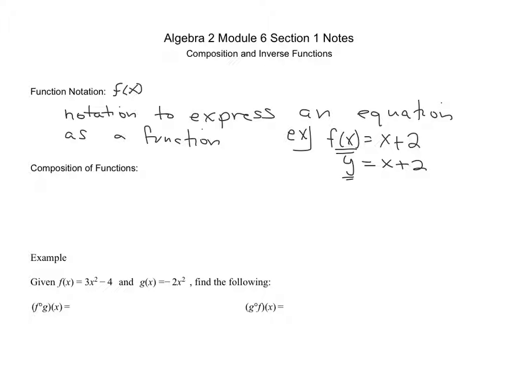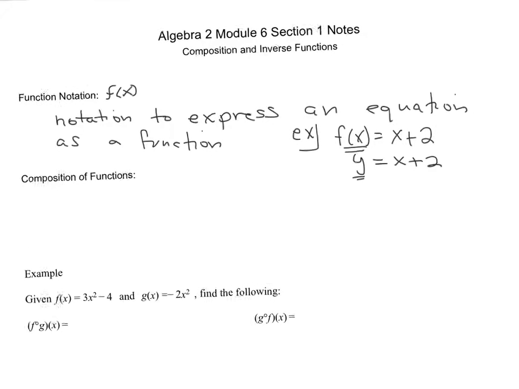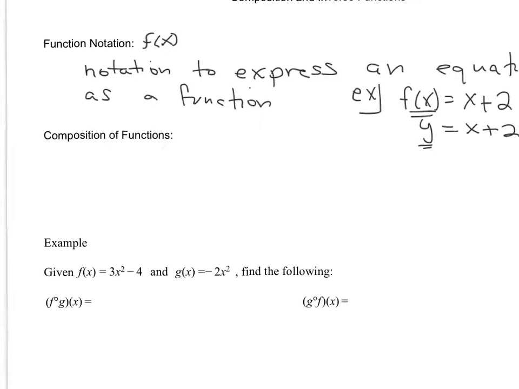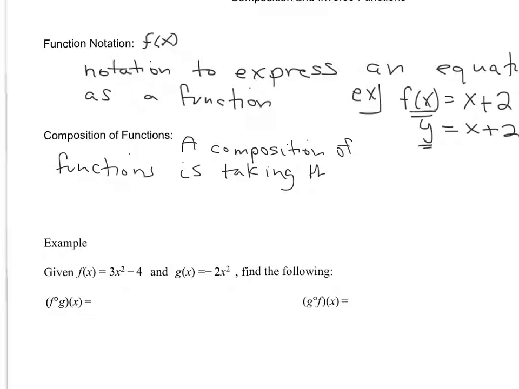So when you think about our first thing we're going to talk about in Section 6, kind of a new thing, is what's called a composition of functions. A composition of functions is first of all denoted like this. So a composition of functions is taking the function value of another function.